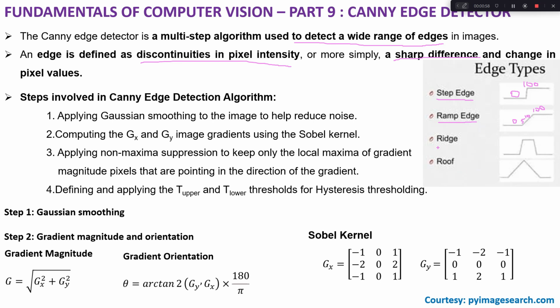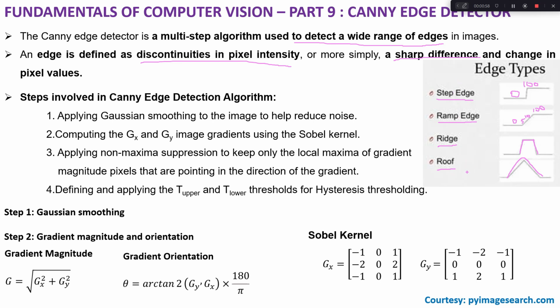The third type of edge which we are going to talk about is the ridge edge. In a ridge edge, there is a gradual increase in intensity, the intensity reaches a maximum value and is retained for certain spatial positions, and then it starts to reduce to a minimum value. Such a type of edge, we call a ridge edge. And the last type of edge which we are going to talk about is the roof edge, where we have a gradual increase in intensity, and upon reaching a maximum value the intensity starts reducing. Such a type of edge, we call a roof edge.